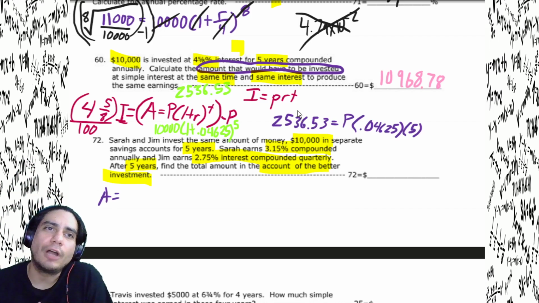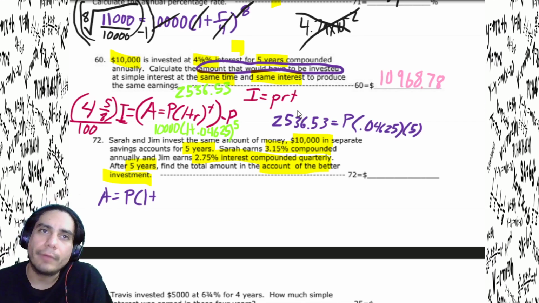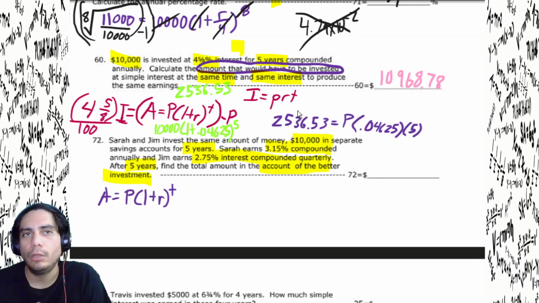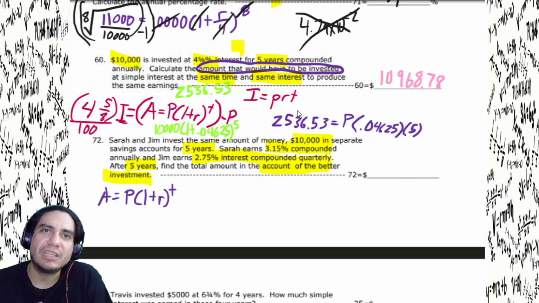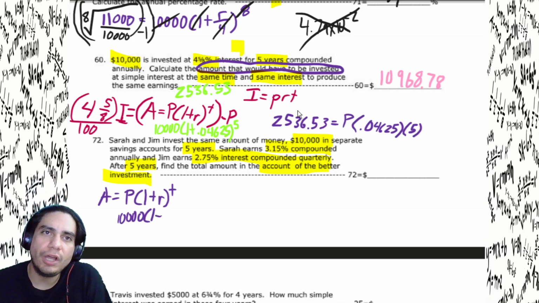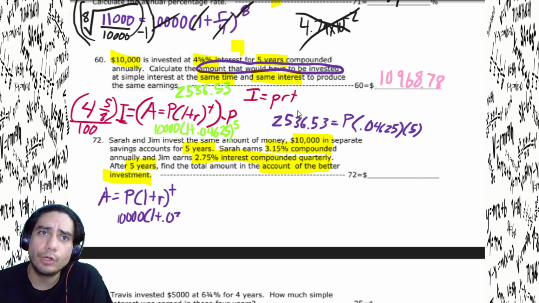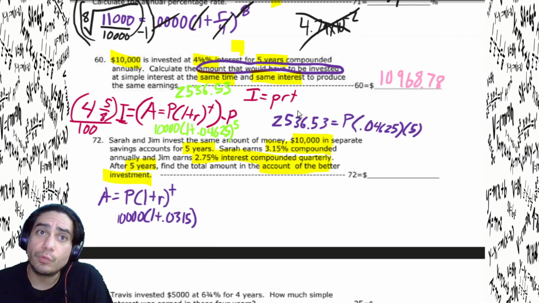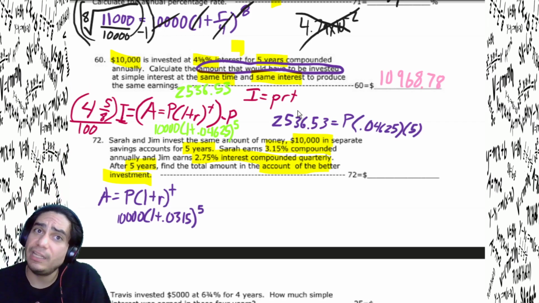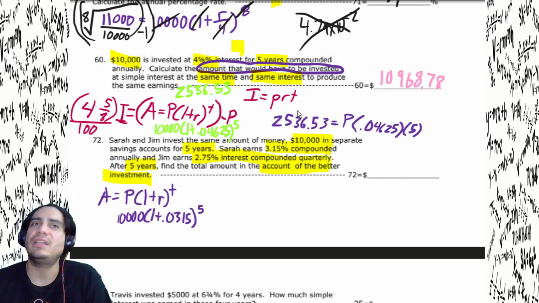We got our initial formula, P, parentheses, 1 plus R, raise to the T power, okay? And in this case, I'll write both formulas. So my annual one is going to be what? $10,000, parentheses, 1 plus my interest rate for the compounded annually is 0.0315. We're going to raise that to the 5th power, okay? So that's going to be our work here. And it looks bigger. It does indeed. But we can't assume that it's going to work.